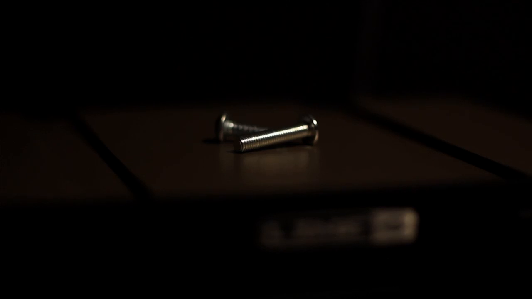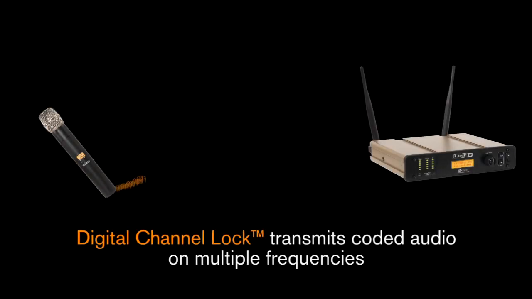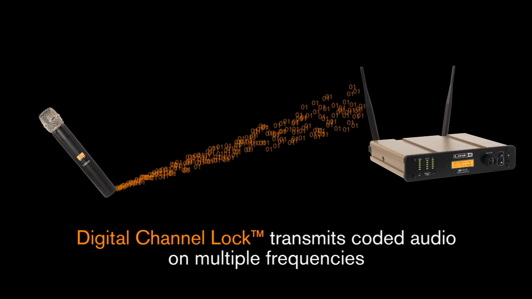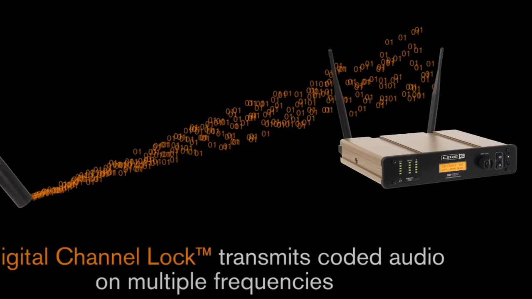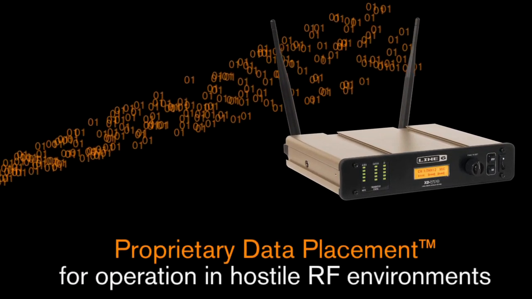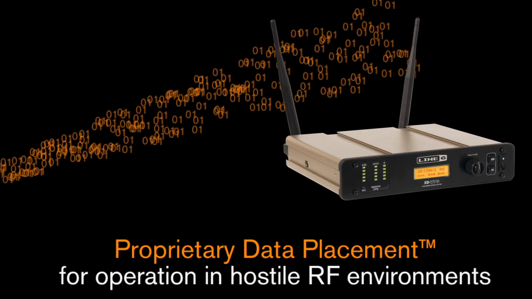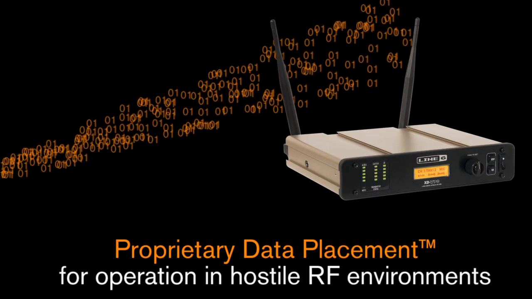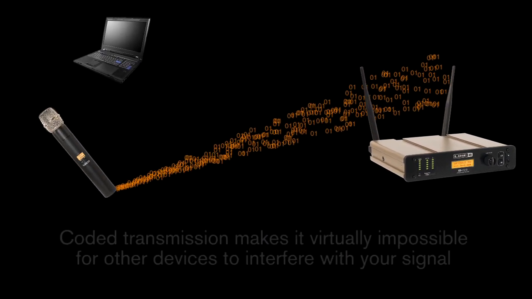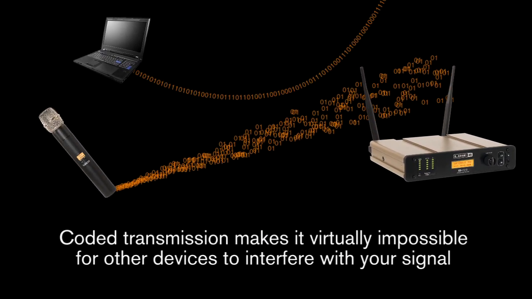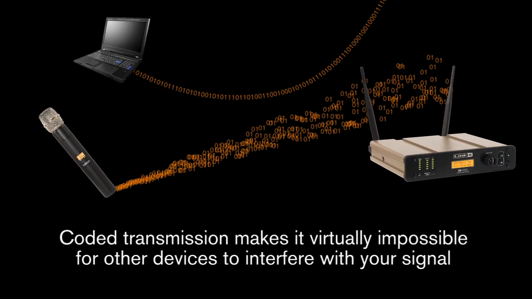So you want to get into the nuts and bolts of how the XD-V microphones work? The XD-V70 and V30 use our digital channel lock to transmit coded audio on multiple frequencies. We also use proprietary data placement, a new frequency diversity technology that allows for reliable operation in hostile RF environments, or where a high RF noise floor exists. This coded transmission makes it virtually impossible for other devices to interfere with your signal.